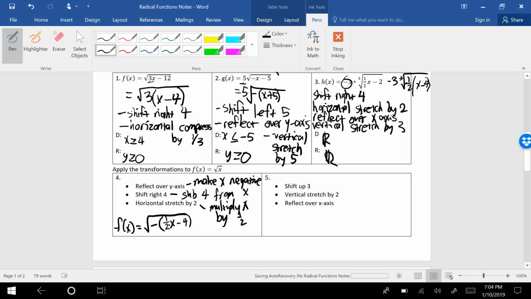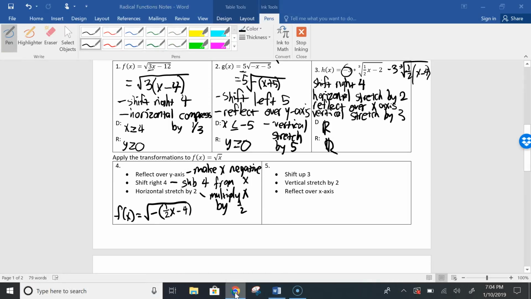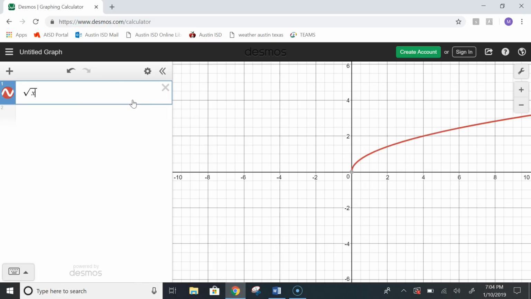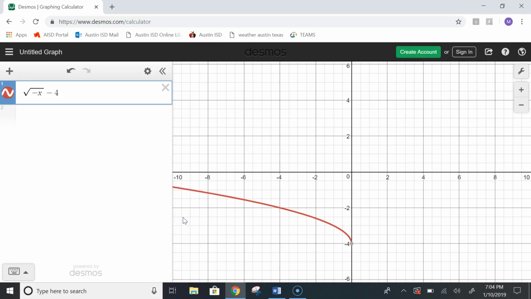If we look at the graph of this, let's go to Desmos and look at this graph. So if I have square root of x, I make it negative. Then we reflect over the y-axis. If I put the minus 4 inside the square root, it actually shifted it left, which is not what we wanted to do, which is why this part goes in parentheses.